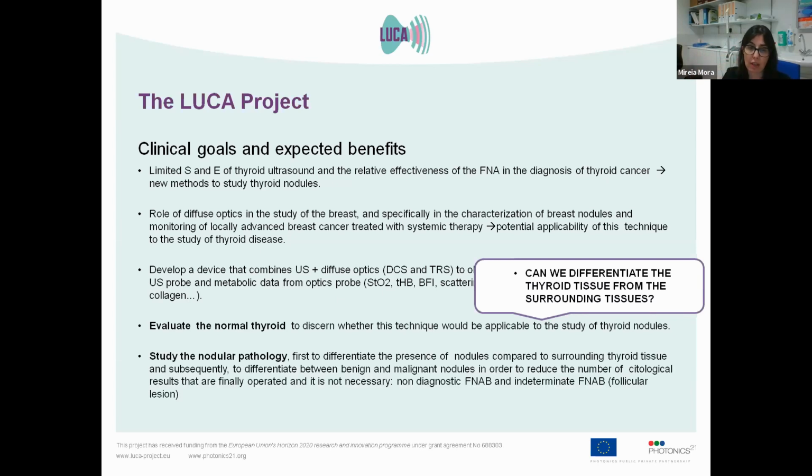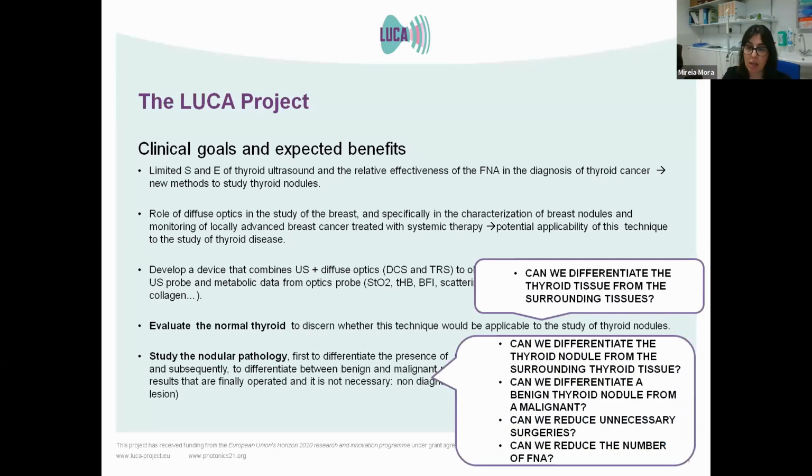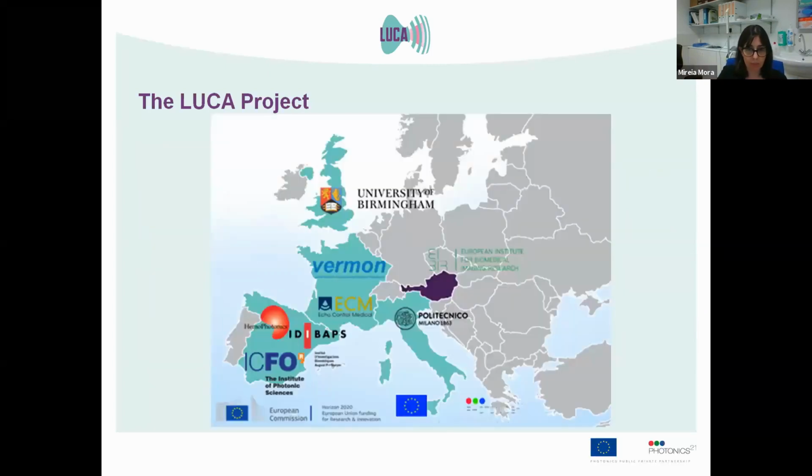We also wanted to study the nodular pathology in order to see whether we can differentiate the thyroid nodule from the surrounding thyroid tissue, and whether we can differentiate the benign nodules from the malignant nodules. Moreover, in case these results were positive, the idea was to see whether this data can finally reduce unnecessary surgeries or reduce the number of fine needle aspirations. And finally, we also wanted to study the diffuse thyroid pathology.